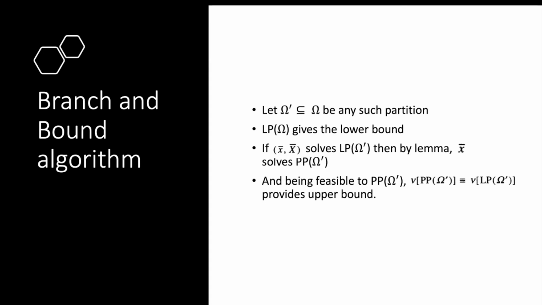Let omega dash, a subset of omega, be any such partition. Then the linear program gives a lower bound on the polynomial program. In particular, if solution X solves the linear program, then by the lemma, X bar solves the polynomial program. And being feasible to the polynomial program, the value V of PP, which is equivalent to V of LP, provides an upper bound of the problem PP. Then we have a candidate for possibly updating the incumbent solution X star and its value V star for the polynomial program.